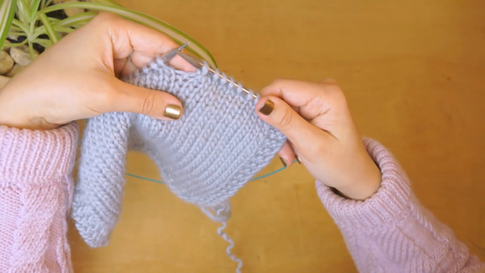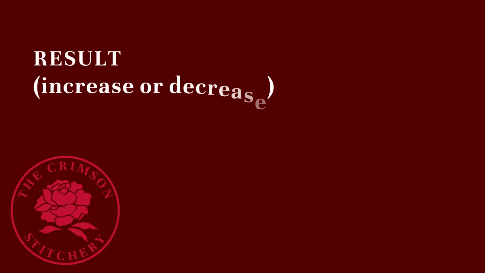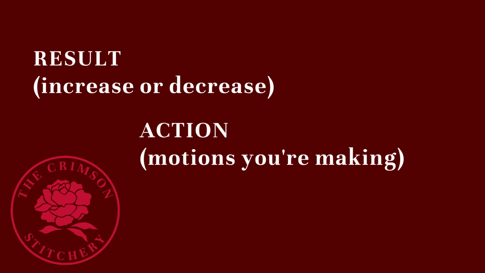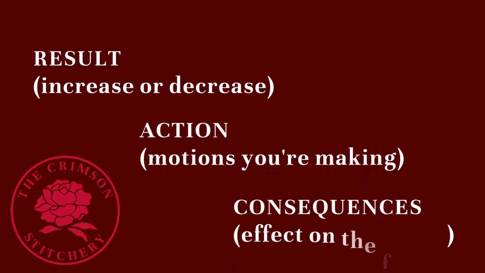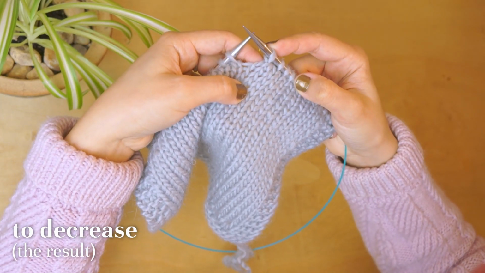So the way that I think about reading my knitting is by thinking about the result that I'm aiming for, the action that's required to get that result, and the ensuing consequences. So result, action, consequences. In this case, the result was to decrease.